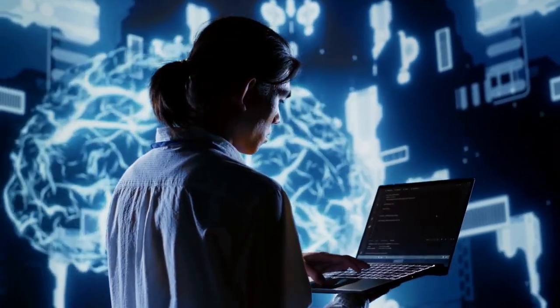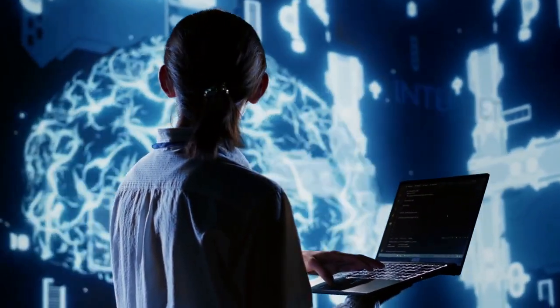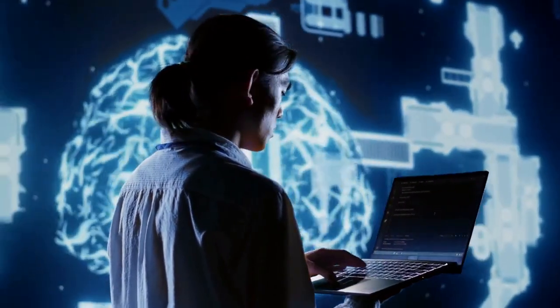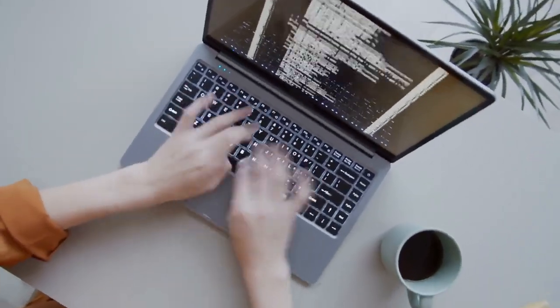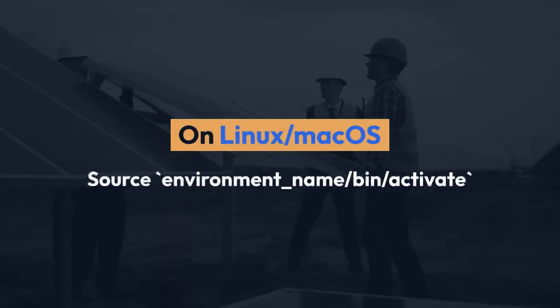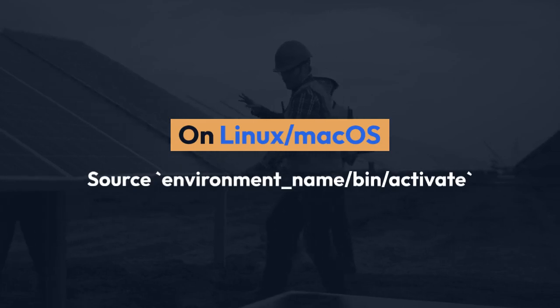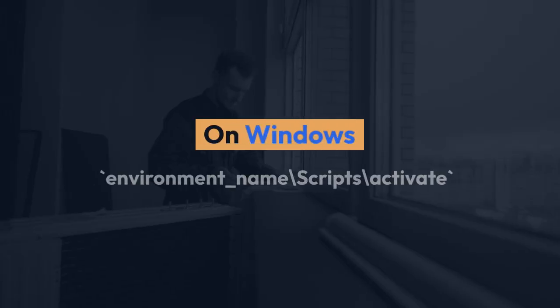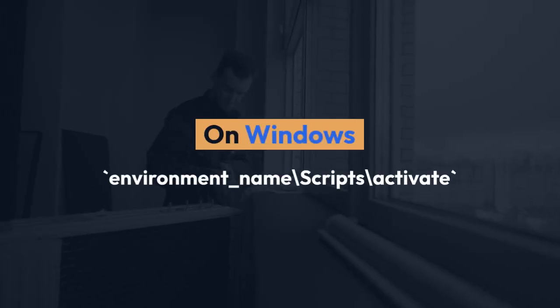Once created, activate the environment by navigating to the environment directory, cd environment_name, and running the activate script. On Linux, macOS, this is usually source environment_name/bin/activate. On Windows, it's environment_name/Scripts/activate.